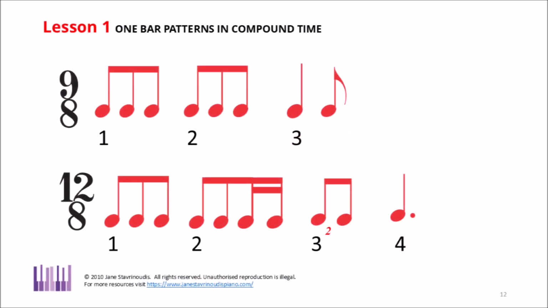Here are some examples of rhythms in 9/8 and 12/8 time. Notice how all the notes in that bar are grouped in 3, and the number of groups is 3 for 9/8 time and 4 for 12/8 time. Also note that each beat can easily be divided into 3.